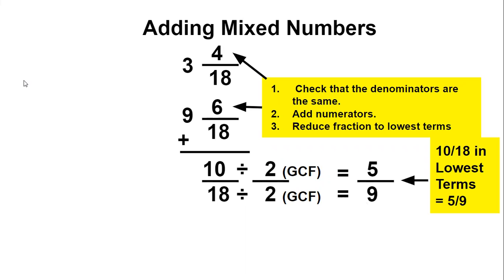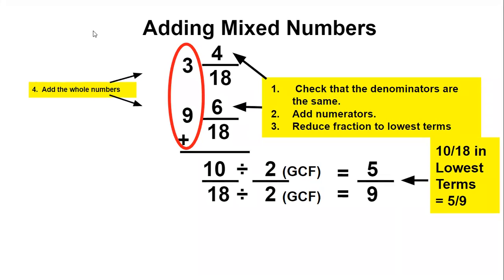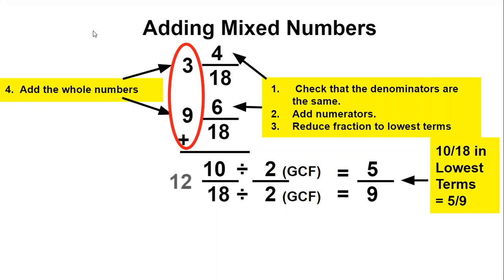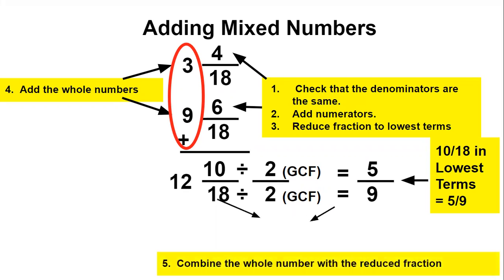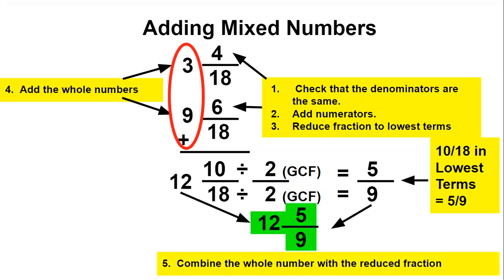Our next step is to add the whole numbers. We're going to add the whole numbers next. 3 plus 9, yes, 12. And then we're going to combine the 12 with our fraction part in lowest terms. 12 and 5 ninths. Let's see if there's another one for us. I believe there is. One more to try. 2 and 7 ninths plus 1 and 5 ninths.